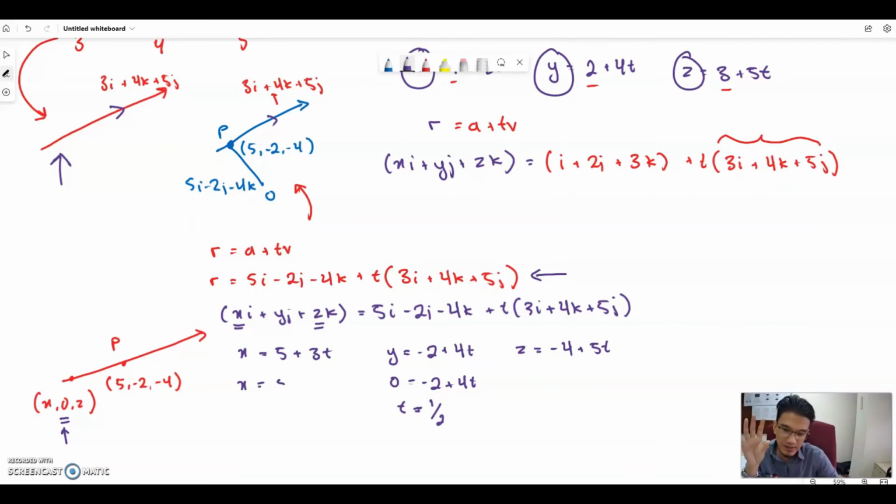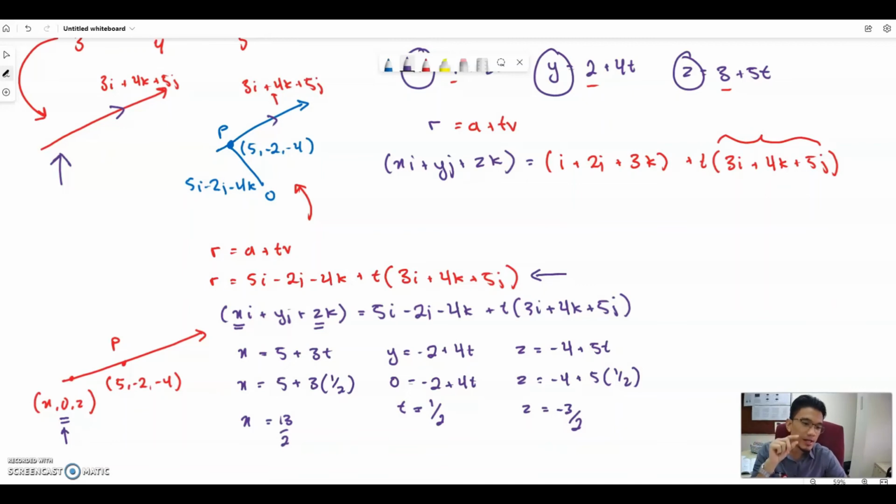So we can use the value of t by substituting it into the equation of x: 5 plus 3 times 1 over 2. Now we have x is 13 over 2. For z, negative 4 plus 5 times 1 over 2, so z equals negative 3 over 2. So now we have the value of x and z when y is equal to 0. The coordinate is 13 over 2, 0, negative 3 over 2. That is the answer.